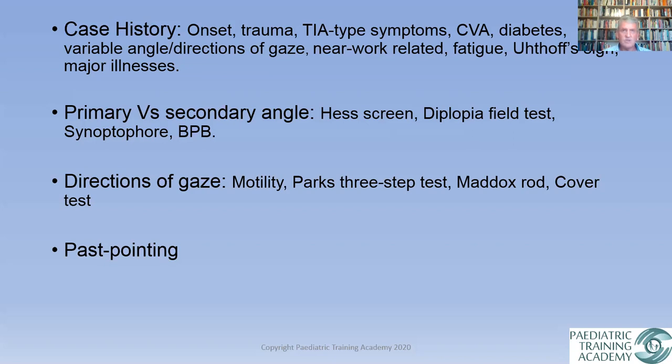Of course, there's past pointing. If a patient has incomitant strabismus of recent onset, they are going to have difficulty figuring out where something is out there in space. So what you do is you hold a page in front of the patient and you hold a pen behind the page. They're going to put their hand on their nose and you say, right, touch the pen. And they're going to reach out towards the pen and they are probably going to go past or stop short of the pen and then realize they've made the mistake and they're going to come back.